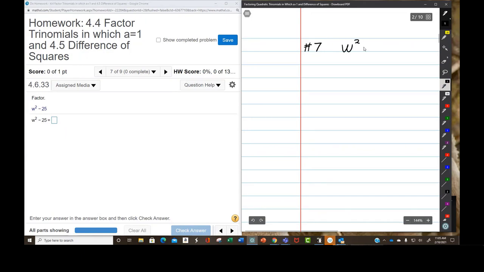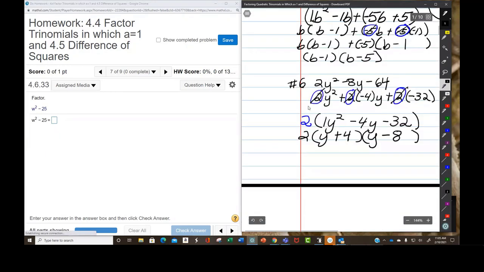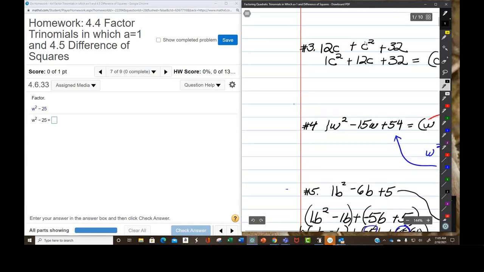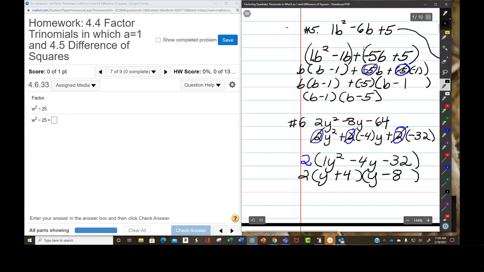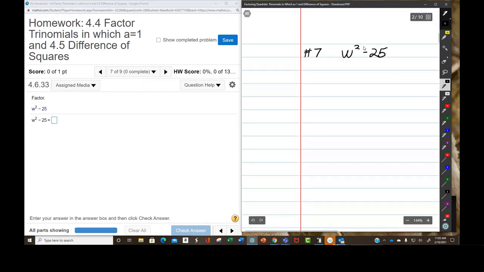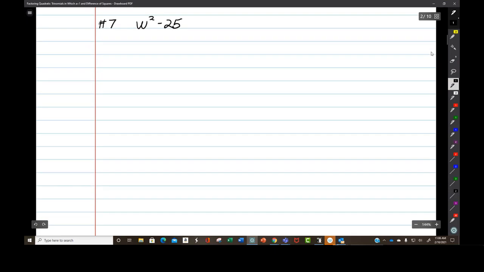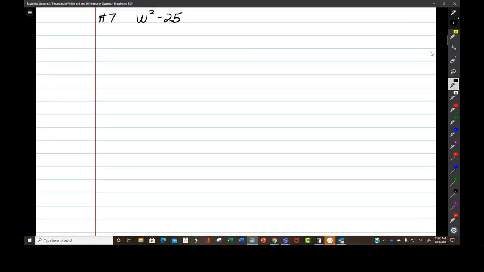W squared minus 25. Now this is a binomial. It is quadratic because the highest power is 2. But it's not a trinomial, like these all were. It's a binomial, 2 terms. Bi means 2. Okay.